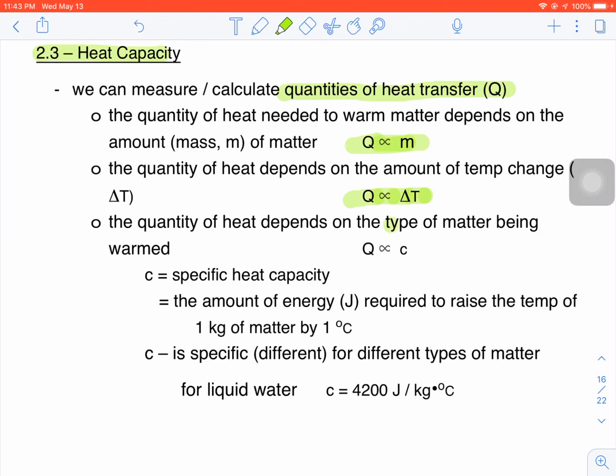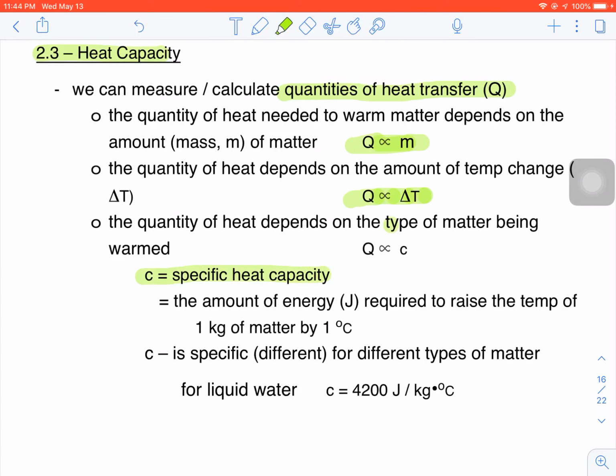Now there's a missing piece here, and it turns out that when I'm heating something up, not all matter absorbs energy at the same rate. So different types of matter have different capacities for absorbing heat, different abilities to process that heat that's being transferred to it. So we've got a new variable here. The variable is called the specific heat capacity, and it's given the symbol C.